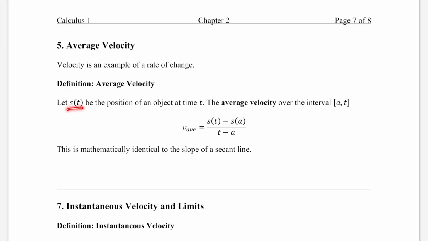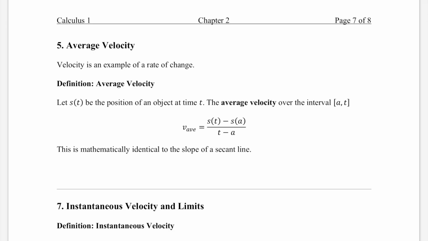Let s of t be the position at time t. The average velocity over the interval from a to t is s of t minus s of a over t minus a. This formula should look familiar. It is mathematically identical to the slope of a secant line. Change in position divided by change in time. That's just average rate of change.